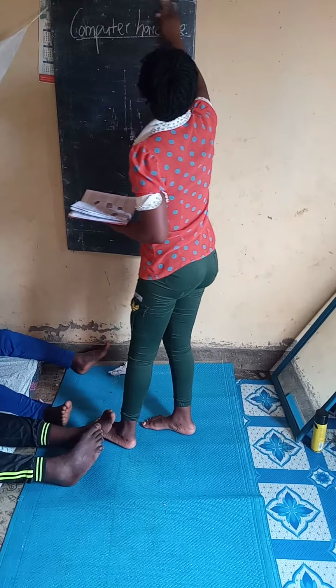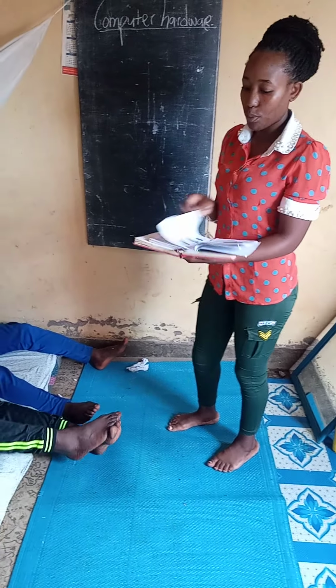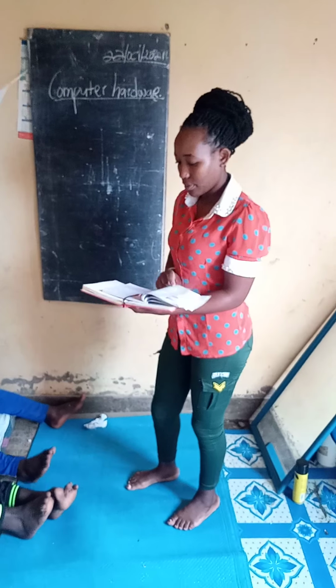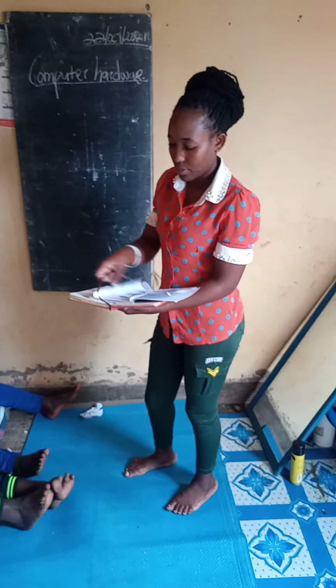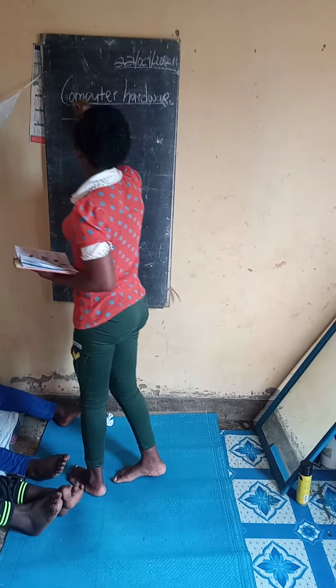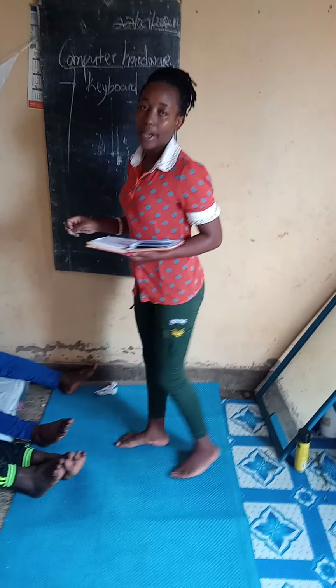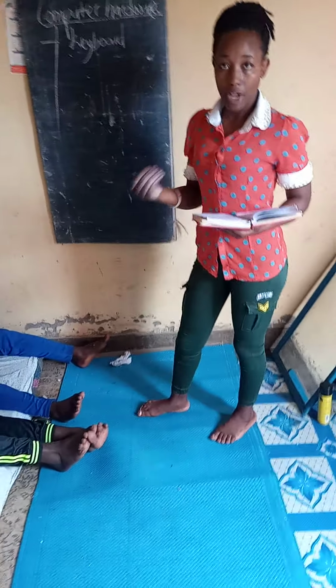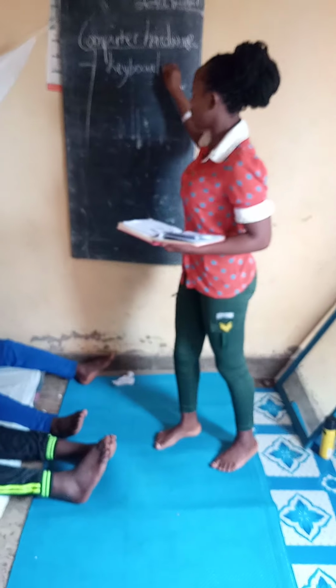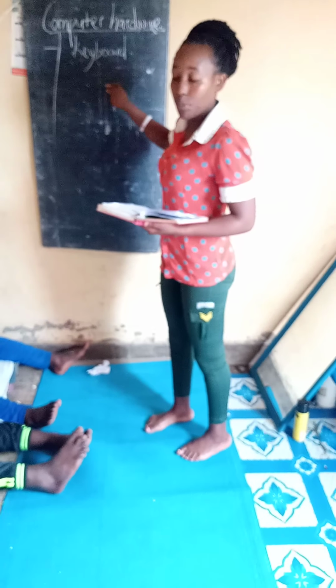So we are going to mention those tangible parts of a computer. We have one, a keyboard. A keyboard is hardware, it is tangible. You can touch and feel it. A keyboard is used for typing.